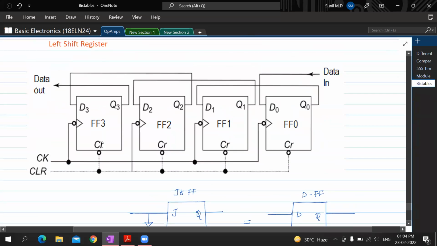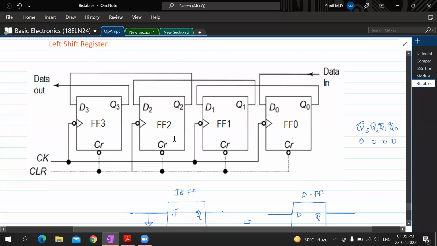Fine. Now here also you have clear, here also you have preset, all that is not shown. To begin with, this clear is made. Suppose I want all the Qs to be zeros. Let me just write that: Q3, Q2, Q1, and Q0. I want all these to be 0, 0, 0, 0. So what do you need to make in this particular design?